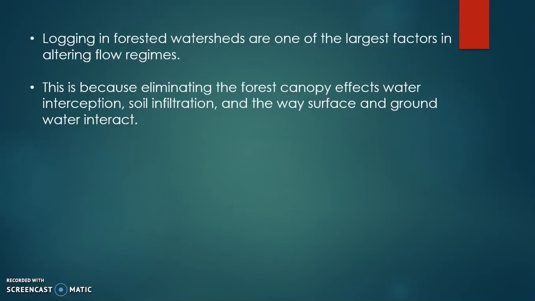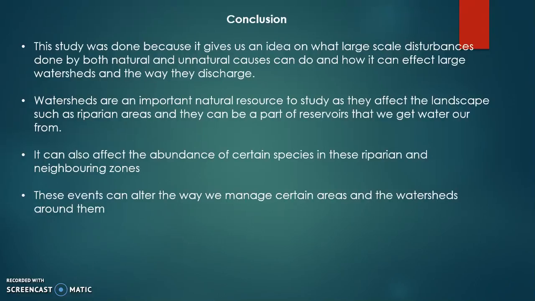One reason it is believed these areas were affected the way they were was due to the elimination of the forest canopy and forest floor vegetation that can intercept water flow. So the study was done because it gives us an idea of what large-scale disturbances done by both natural and unnatural causes can do and how it can affect large watersheds and the way they discharge.